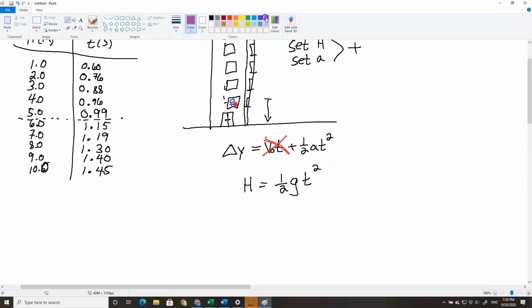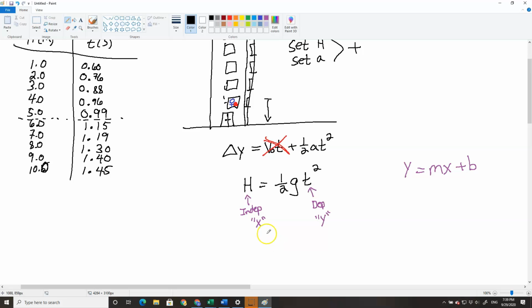Now, I want you to think in terms of independent and dependent variables. h is my independent variable. Mathematically, that means h is x. And then time is my dependent variable, and mathematically that means time is y. And I'm ultimately going to build the equation y equals mx plus b.